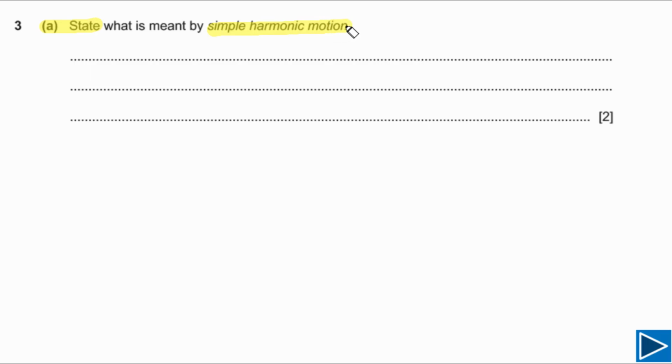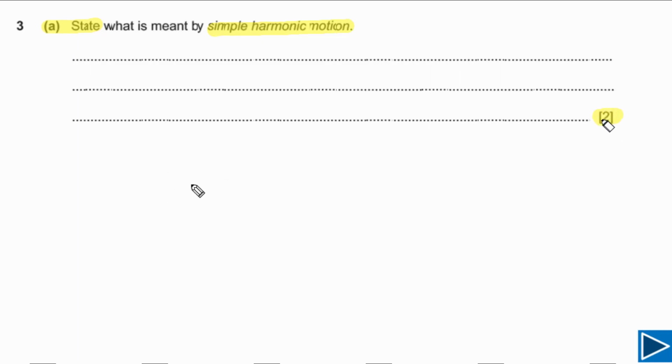This is a very basic question, but it is the most frequently asked question in past papers. Almost every year, they will ask you to state what is meant by simple harmonic motion. So we need to be very clear about how we can state it. Sometimes this question has 2 marks, sometimes 3 marks. Let's try to understand what is meant by simple harmonic motion.